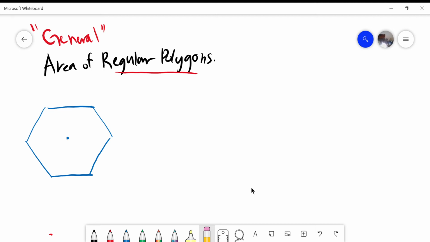Okay, so this week we will be learning about the area of regular polygons. For the last few weeks we've been learning about trig functions. So this week we're going to be taking a break from that and deriving the areas of regular polygons. This is going to be a series of videos to derive the area of regular polygons. And this week we're going to be starting off by deriving the general formula.